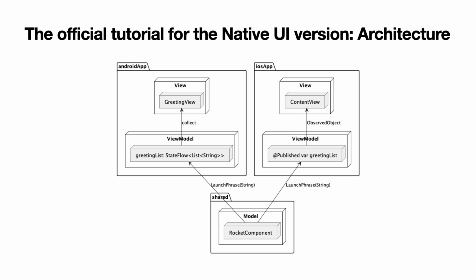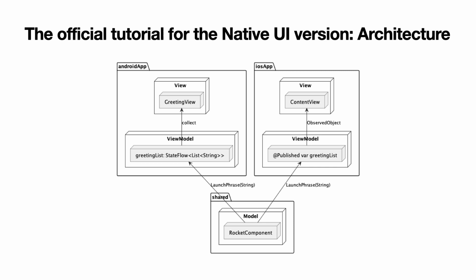The model layer is where the core processing logic of the app is implemented. In this tutorial, the model layer is implemented in Kotlin Multiplatform within the shared module. This model layer is also shared with iOS. In the tutorial example, the model layer includes the RocketComponent. RocketComponent retrieves data via HTTP requests and passes a string containing Rocket data to the ViewModel.